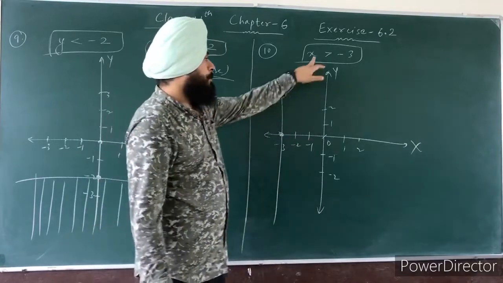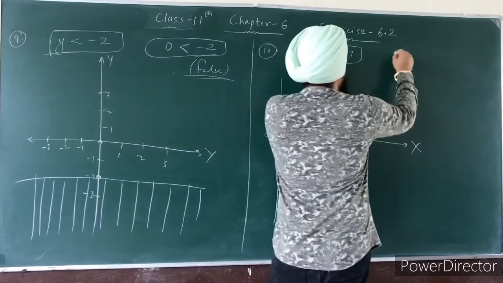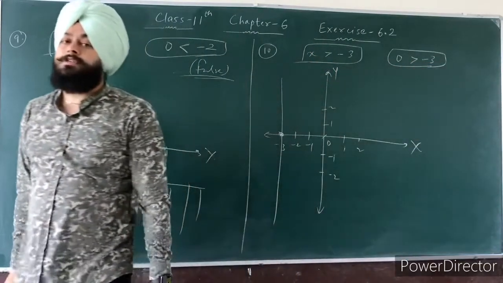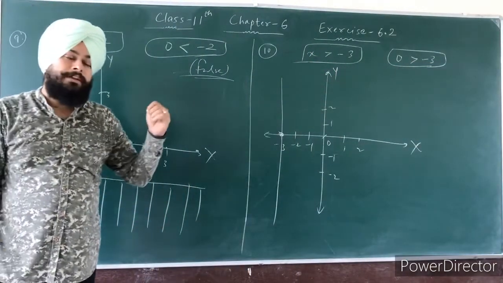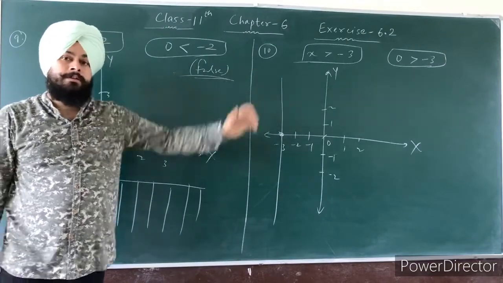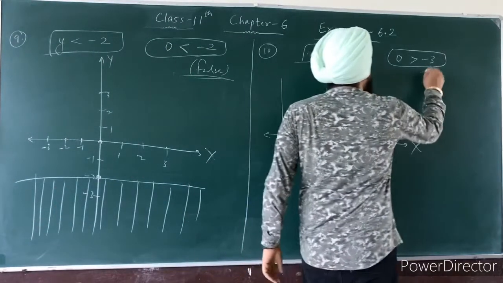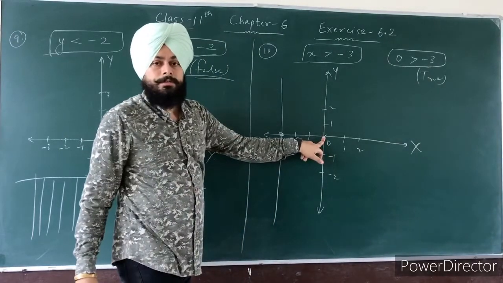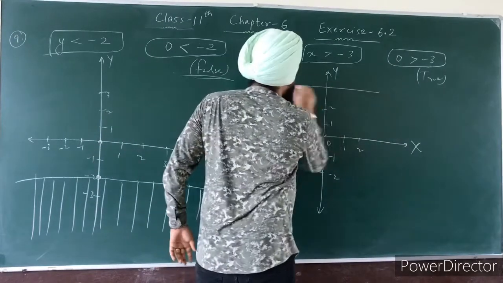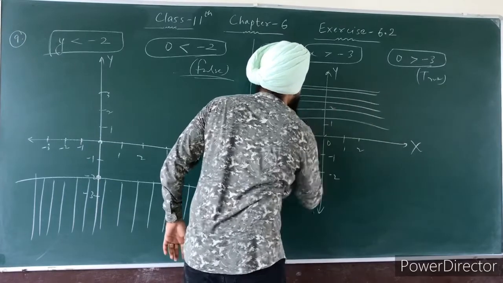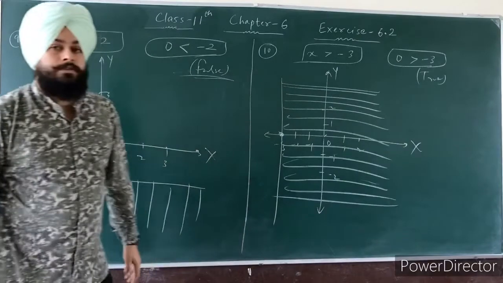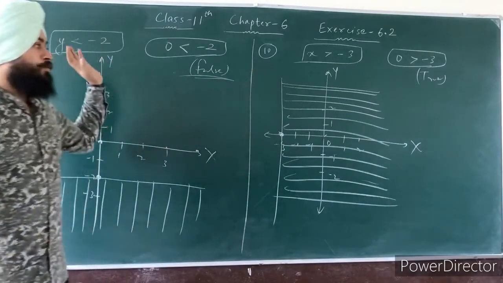Now you can put the value of x as 0. If you put 0, then what? 0 is greater than minus 3. Is it true or false? It is true, because 0 lies on the right side of minus 3 and it is greater than minus 3. So it is true. Now you can include this 0 point in the shaded region. Okay. Now you can shade on the right side. So this is your question number 9 and question number 10.